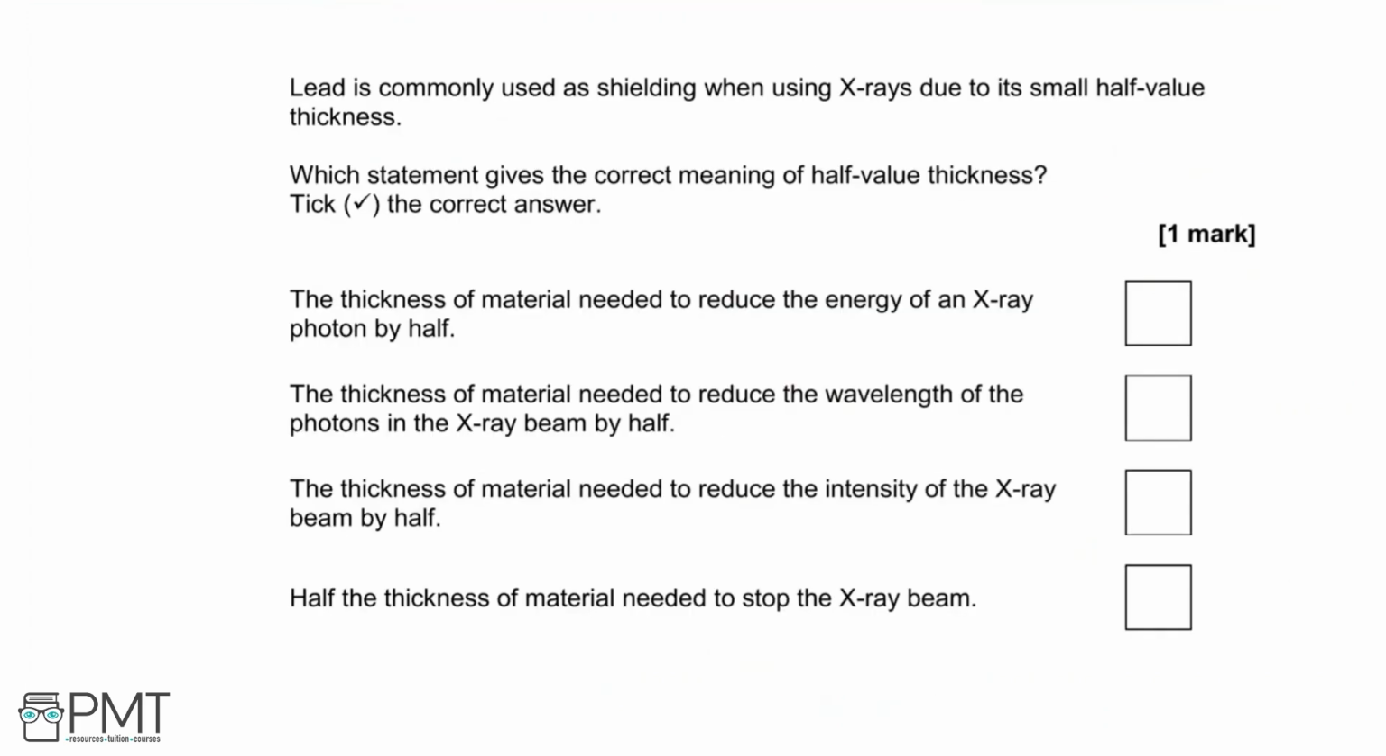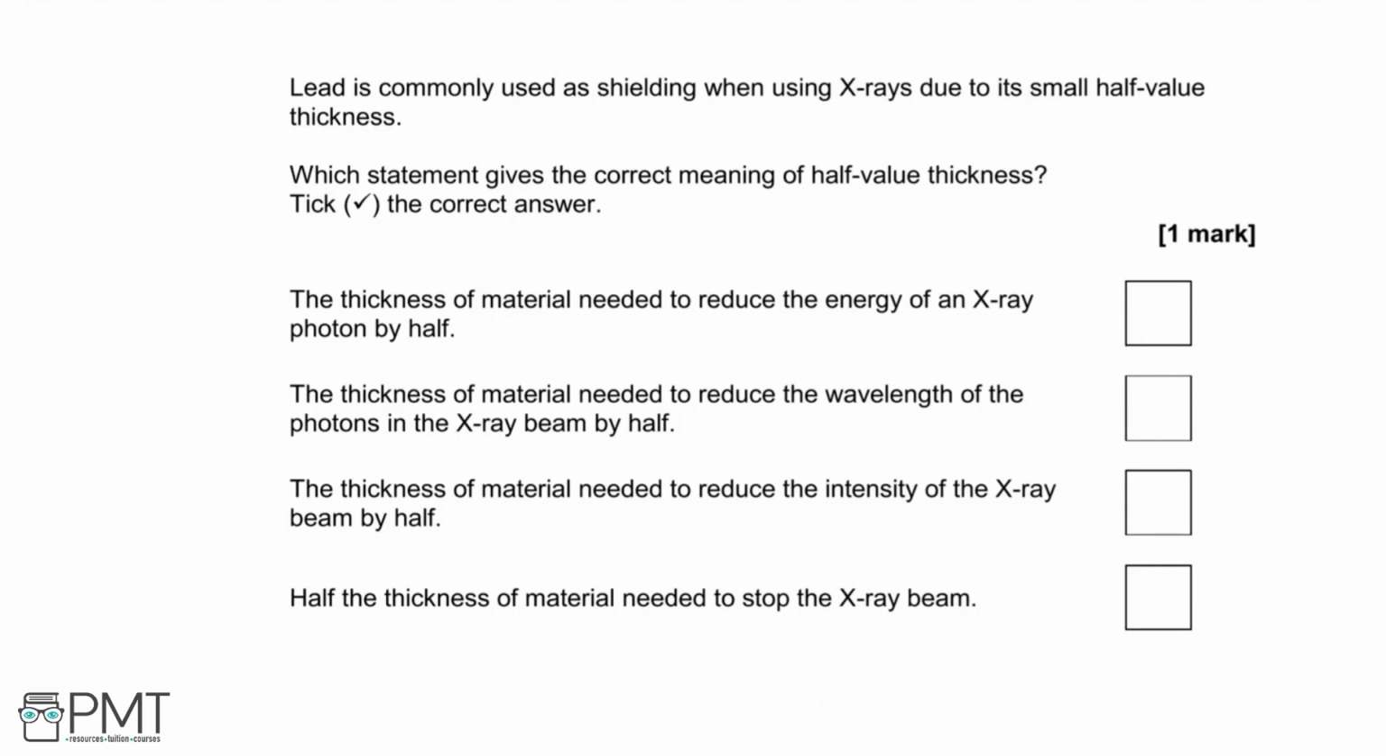Lead is commonly used as shielding when using X-rays due to its small half-value thickness. Which statement gives the correct meaning of half-value thickness? Tick the correct answer. The thickness of material needed to reduce the energy of an X-ray photon by half. The thickness of material needed to reduce the wavelength of the photons in the X-ray beam by half. The thickness of material needed to reduce the intensity of the X-ray beam by half, or half the thickness of material needed to stop the X-ray beam.